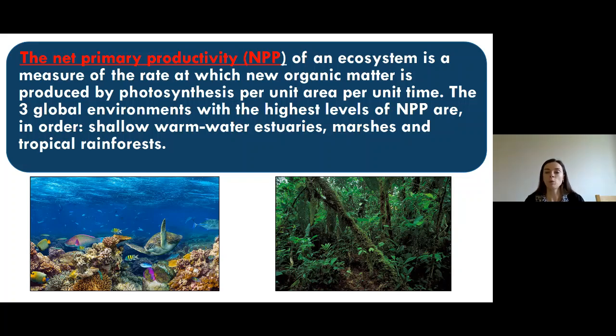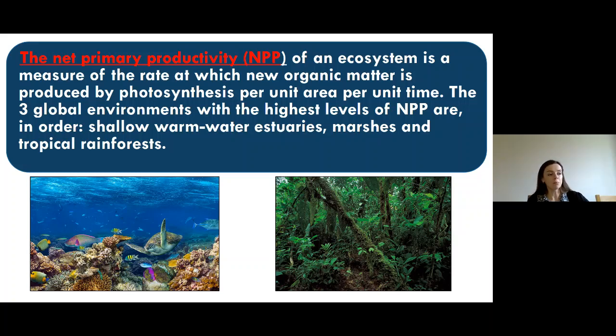So they're warm water, so they're usually between the tropics, and by estuaries you will often see coral reefs, which we've done in year 12 if you've done coasts. Marshes are also a big store of NPP, and tropical rainforests. So these are all quite humid, warm places with thick vegetation.